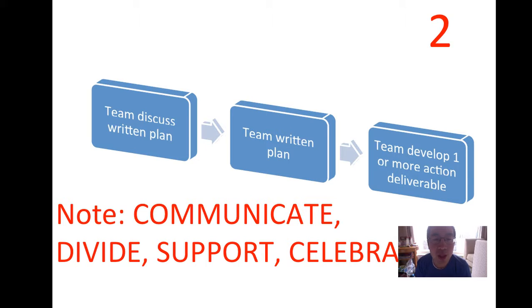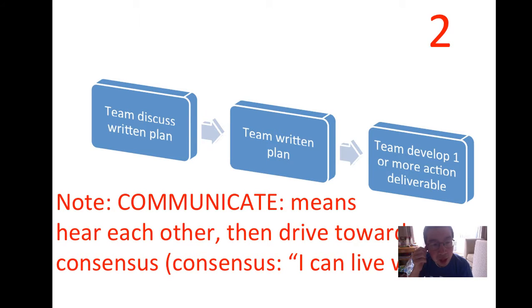So you have to really think about these four ideas: communicate, divide, support, and celebrate. Communicate means you hear each other. Once everyone has had a chance to be heard, you then drive towards consensus, which means that everyone can live with it. Consensus does mean some compromise, but it doesn't mean everyone's happy or that it's perfect. It means that I can live with it and I can support my team.